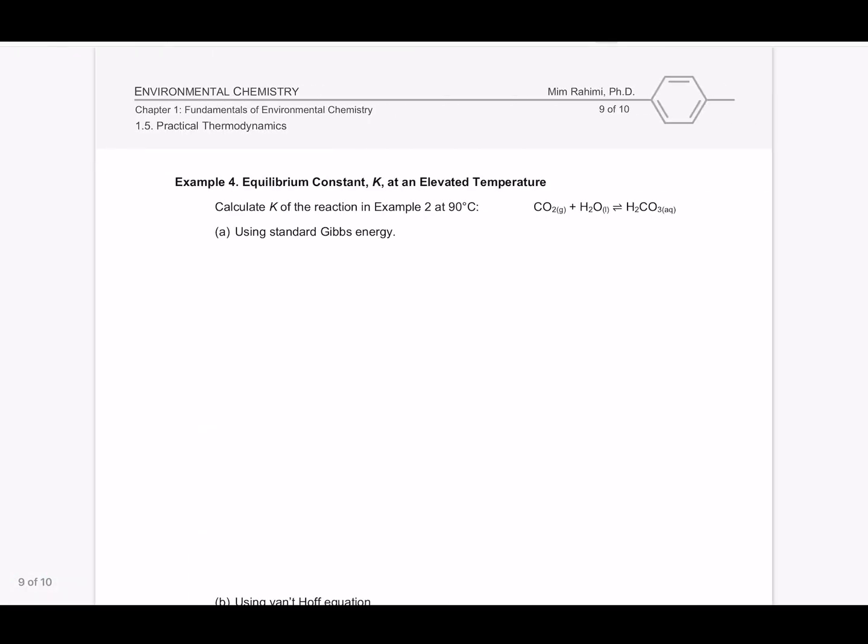So we do a quick example, calculating the equilibrium constant at an elevated temperature of 90 for the same reaction we had. We had the absorption or dissolution of CO2 into water to form carbonic acid, and in the previous lecture, in the previous example, we had the K value at 25 C. And now we want to calculate the K value at 90.